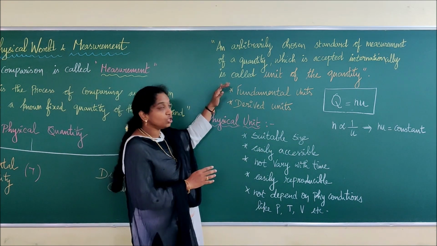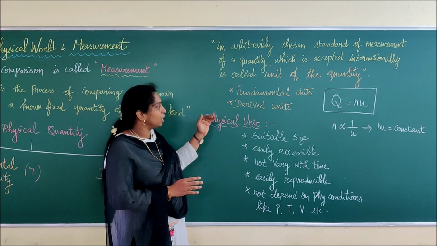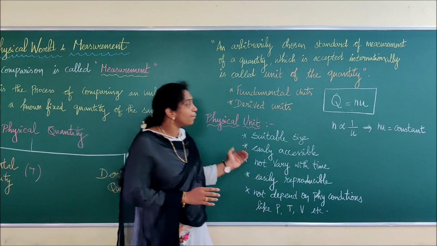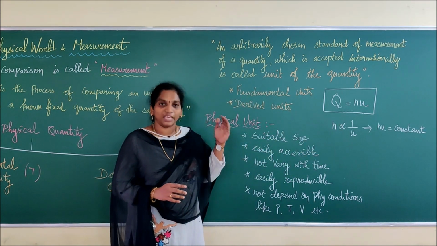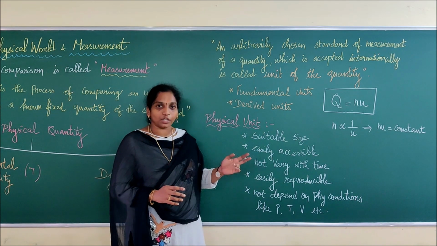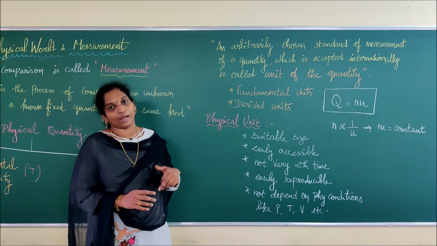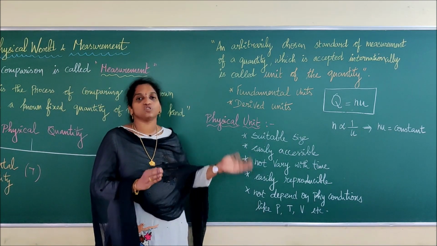It's called a unit of a quantity, and in that also we have a fundamental quantity and a derived quantity. Right? So we will represent the physical quantity in terms of what? Q is equal to nU. n stands for magnitude and U stands for the unit in which the physical quantity is measured. Right? Now we will go for systems of units.